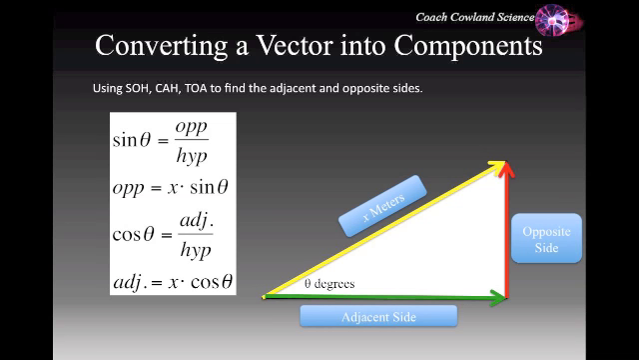To convert a vector into its components, we use SOHCAHTOA. We know the sine of theta is equal to the opposite over the hypotenuse. We take our vector and turn it into a right triangle. Find the opposite side by multiplying the hypotenuse by the sine of the angle. We find the adjacent side by multiplying the vector by the cosine of the angle. This gives us our 2 components.